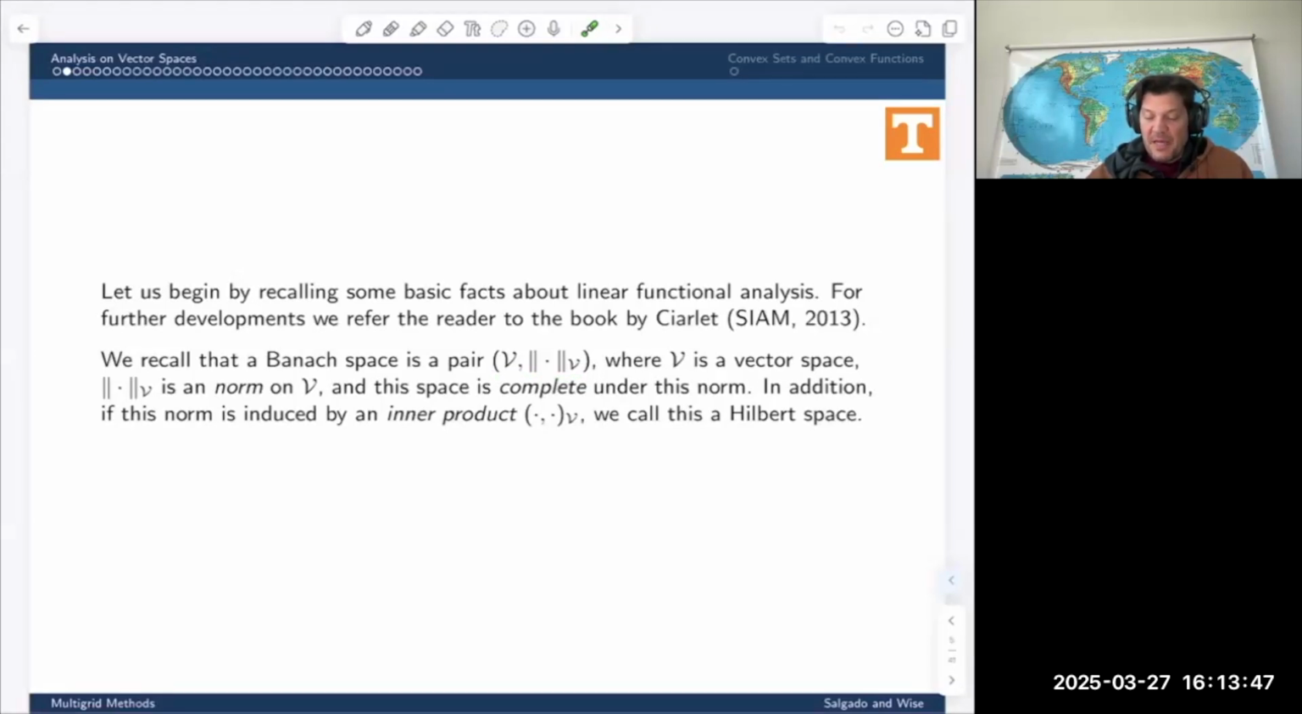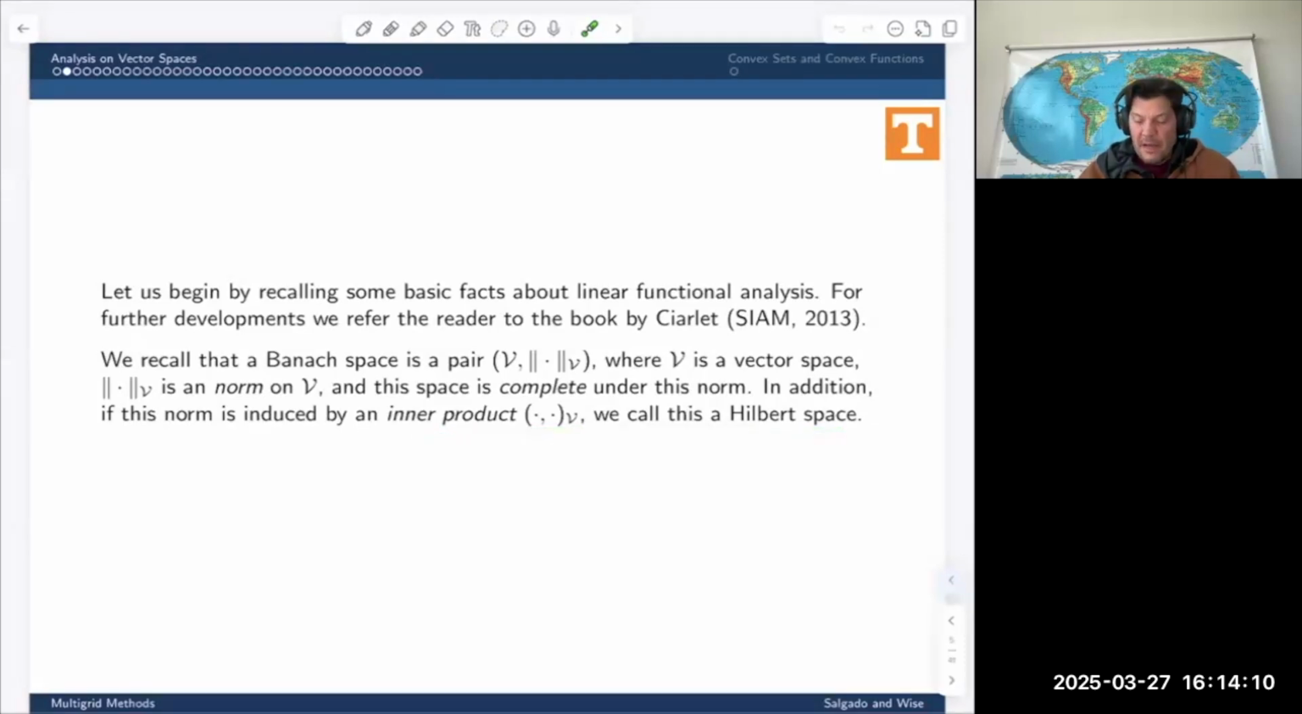Okay. If the space is complete, meaning that every Cauchy sequence is a convergent sequence with respect to that norm, then we say that the normed linear space is actually a Banach space. If in addition, we know that it's a Banach space and the norm is generated by an inner product, then we call this space a Hilbert space.